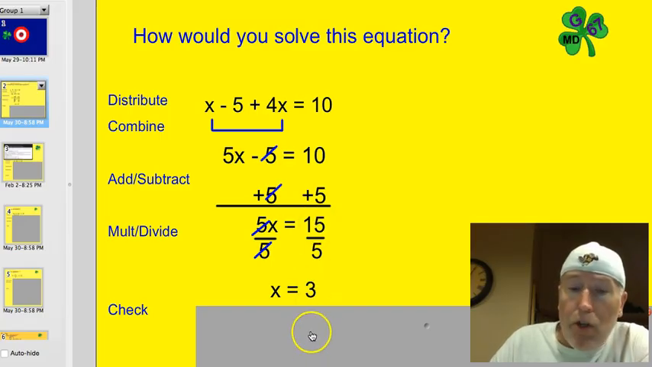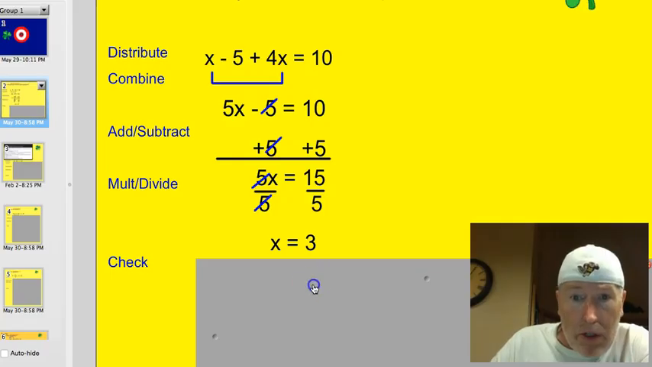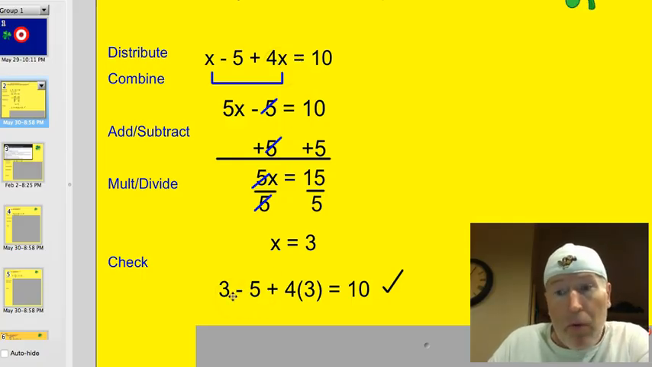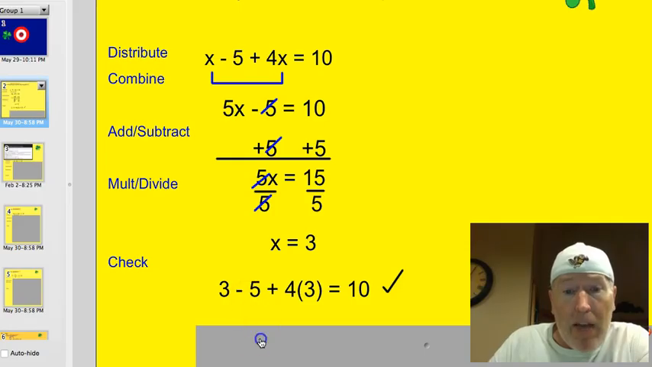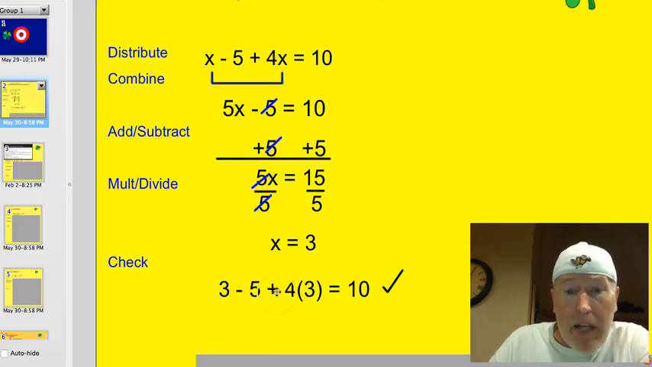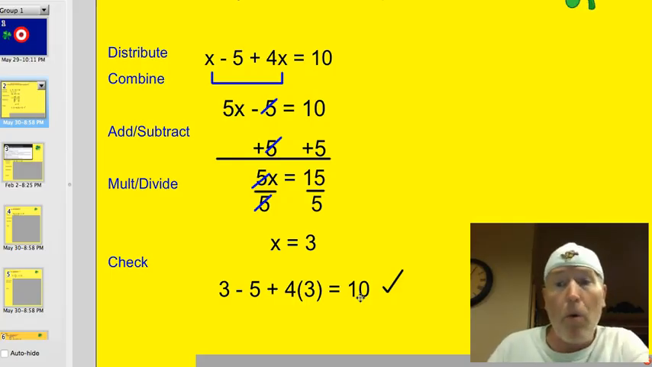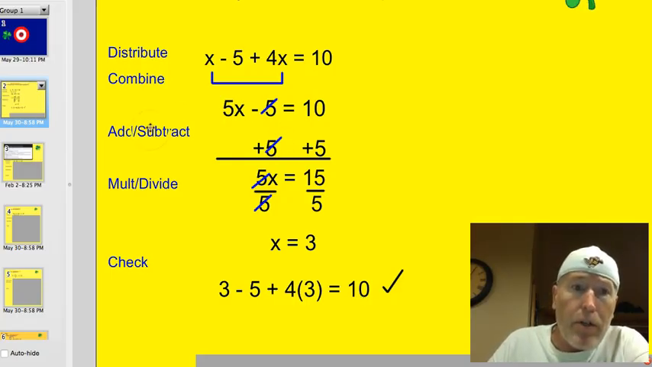You can plug that into your original equation. I put the 3 where the x is and see if it works. 3 minus 5 is a negative 2. Now 4 times 3 is 12. So we have a negative 2 plus a positive 12. Yeah, that equals 10. We've checked it out and we're ready to move on. All right, there's our first equation.